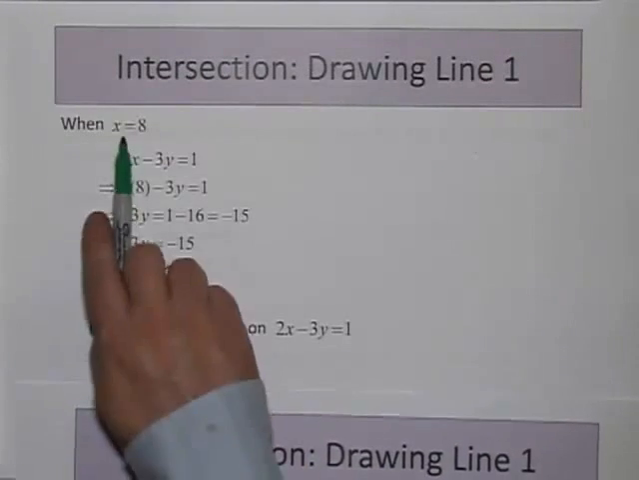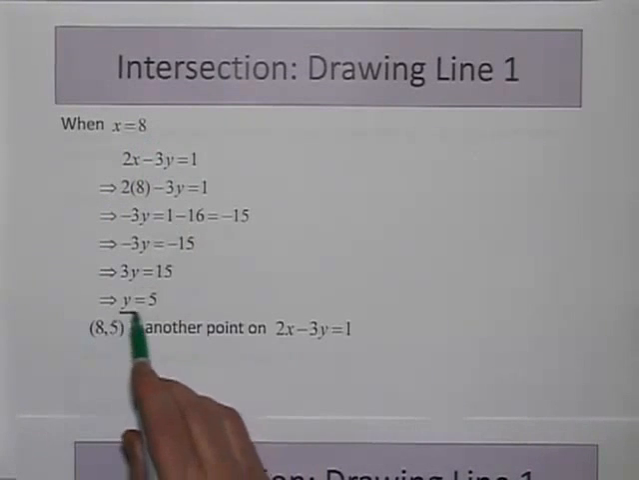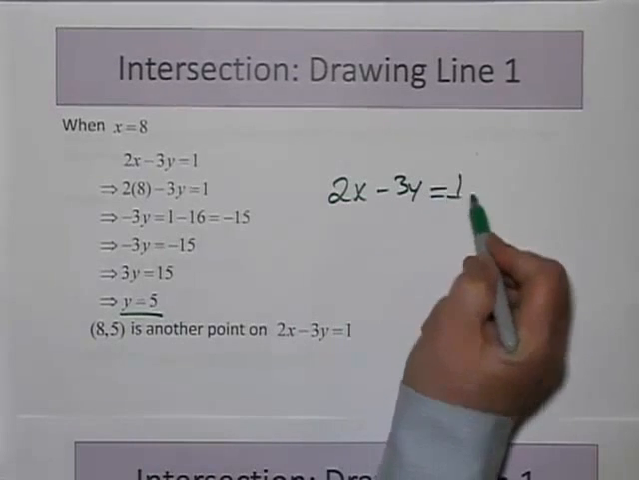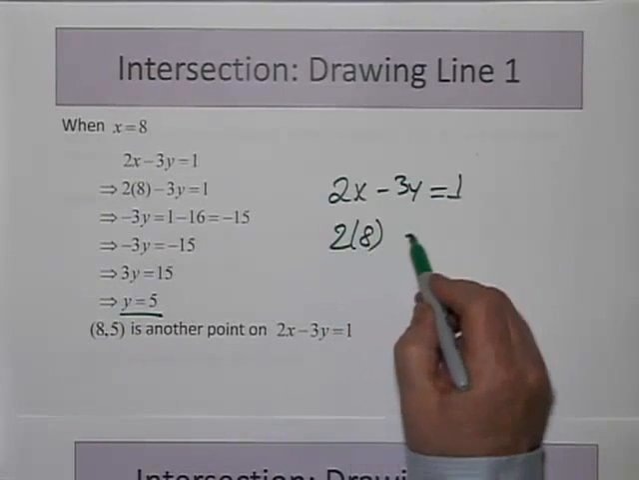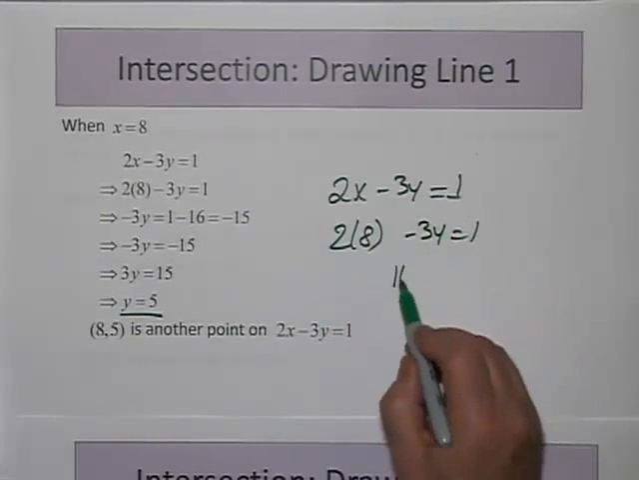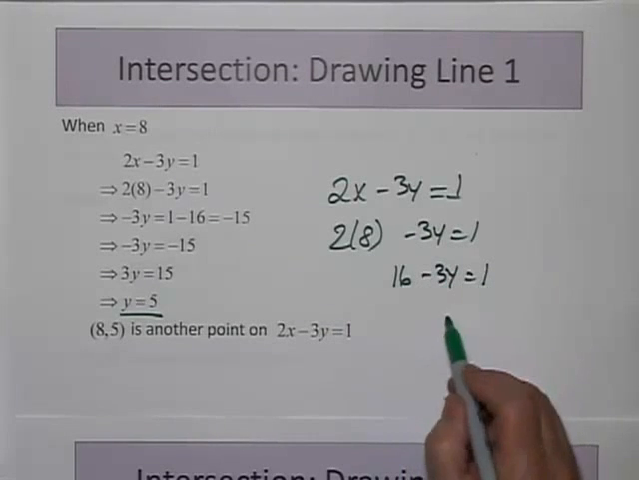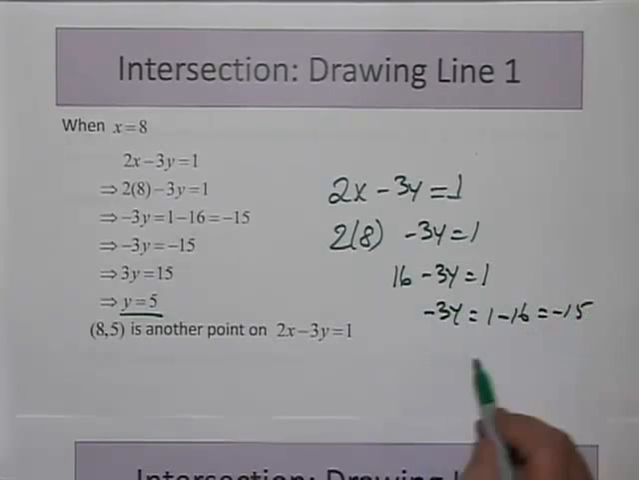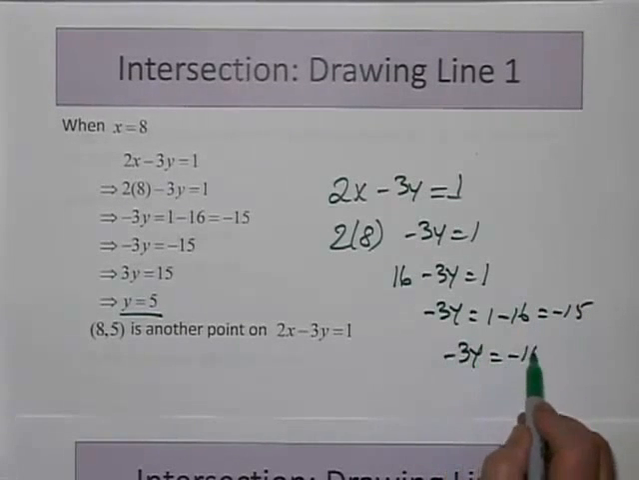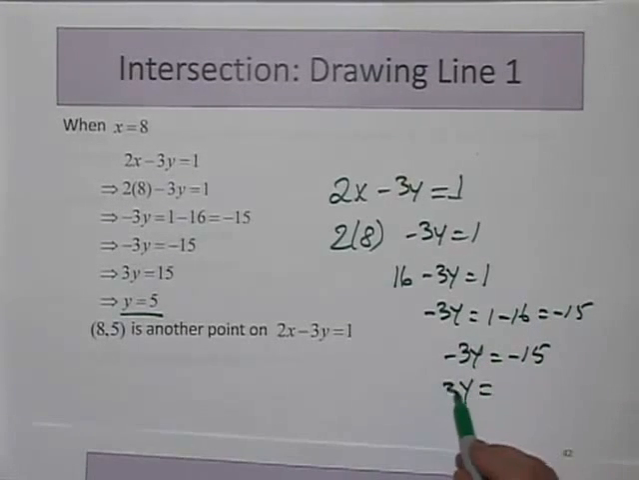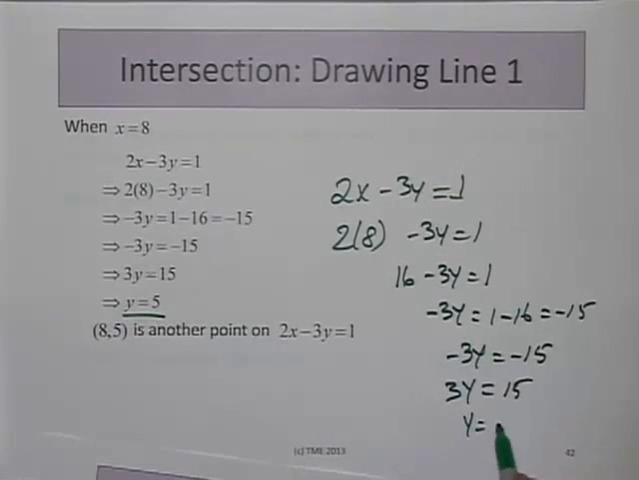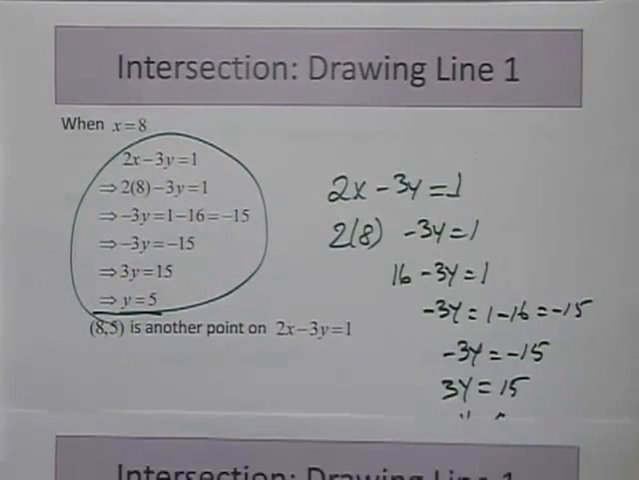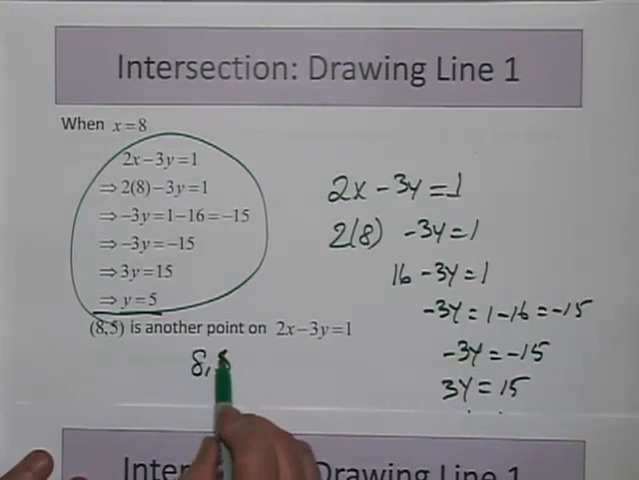Similarly, when x is 8, 2x minus 3y is 1. 2 times 8 minus 3y is 1. 16 minus 3y is 1. Minus 3y is 1 minus 16, which is minus 15. Minus 3y is minus 15. 3y is 15, and y is 5. All done here. And I get the point 8, 5.